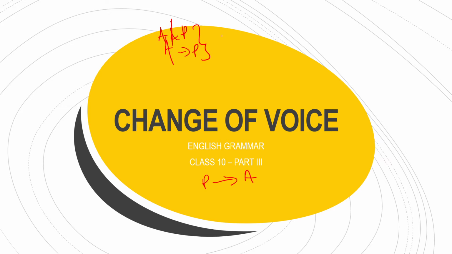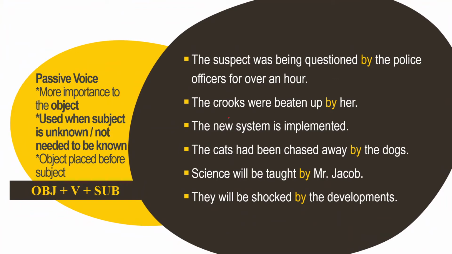If not, please go and watch those videos because they are very, very important that you understand the third and final part, which is the change from passive to active. Just a quick reminder, the passive voice gives more importance to the object rather than the subject. So the object is placed before the verb and before the subject in the passive voice. It is also used sometimes when the subject is not known or the subject is not needed to be known. The subject is not important to the sentence.